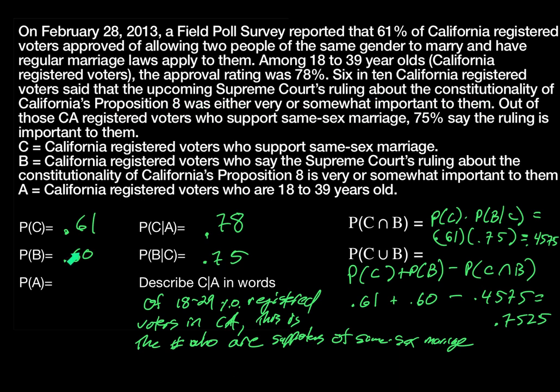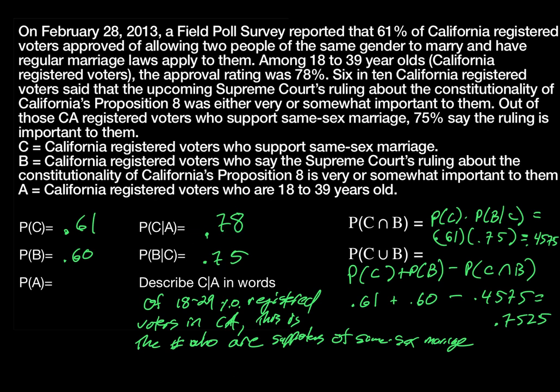So that's the 0.6. This number up here says among 18 to 29-year-olds, the approval rating of what? So given that they're this, 78% approve of C. So this is given A. What's the probability of C? C is those that approve same-sex marriage. So of these, that's the percent. So that's how that gets translated.